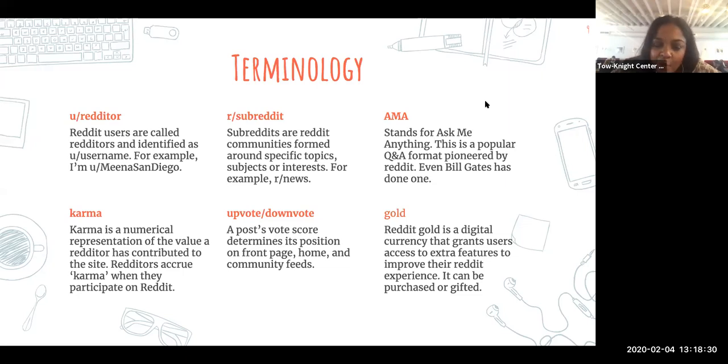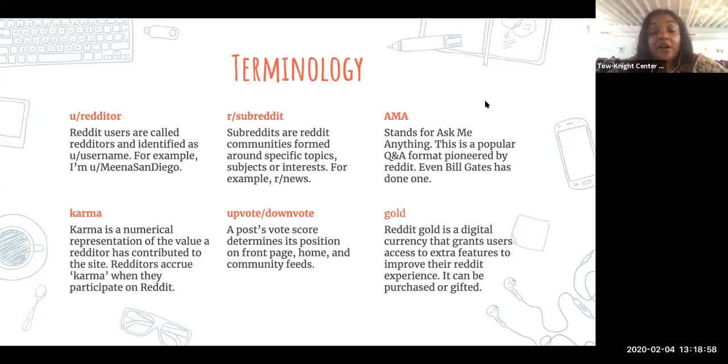Karma. Now, karma is kind of a weird one to get your head around. It's basically a numerical representation of the value a Redditor contributes to the site. You accrue karma when you participate on Reddit. So something like upvoting, downvoting, posting, all of those things will bring you karma because you're an active participant. So if you look at my account, you'll see that I have no karma because I, like you, Kyle, am pretty much a lurker, at least from a personal account.